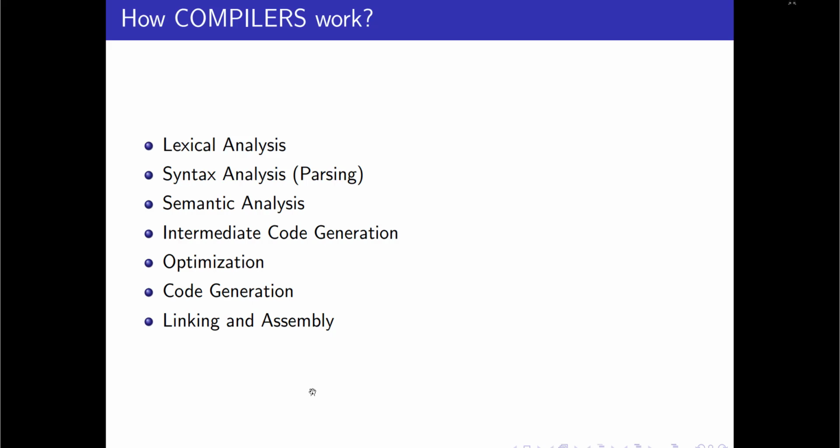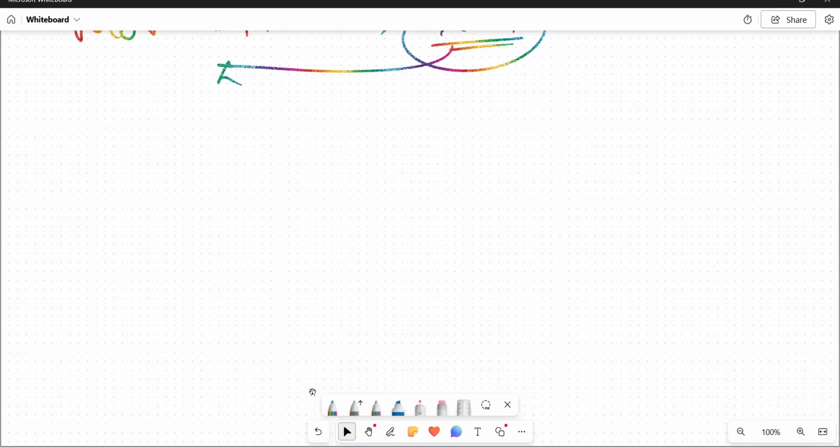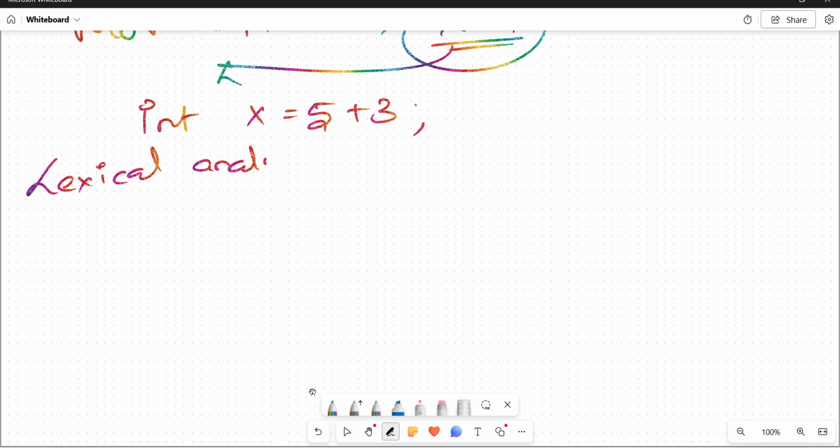As we know, it works on a high-level programming language. Let's take an example in the C programming language, a simple statement: int x = 5 + 3. This is a simple statement in C. For this, the very first step is lexical analysis. It's almost like tokenization.